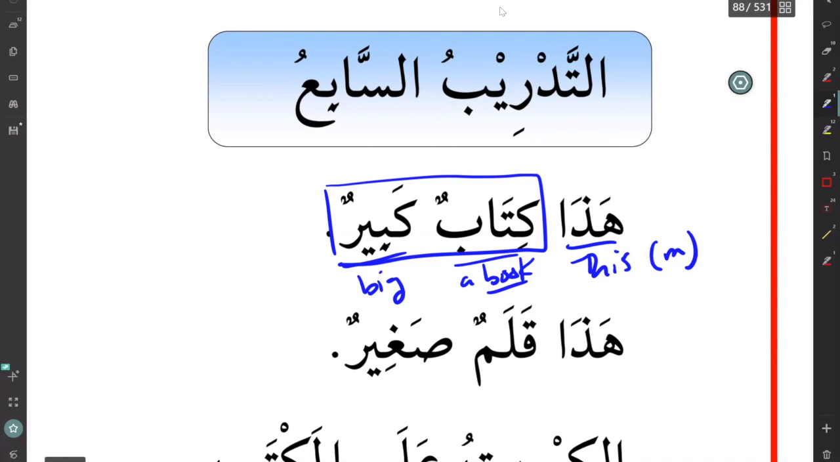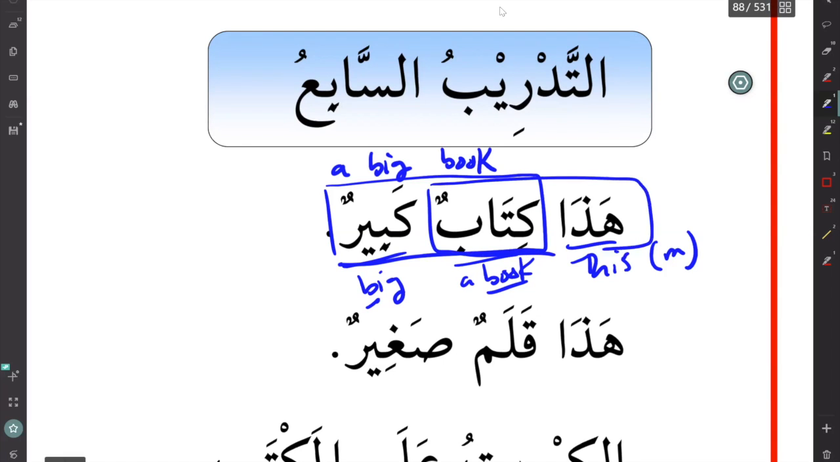And we know what kitab means, which is a book, and we know what kabir means, which is a big, which is an adjective. So kitabun kabirun, both of them are indefinite. So what is it? It is an adjective phrase. So you're going to say a big book. Now we have hada, which is definite. So we have hada kitabun kabirun. The first one is definite. The second one is indefinite, which is kitabun.